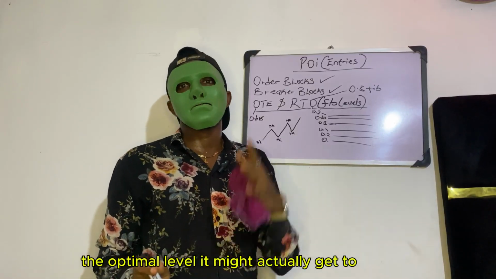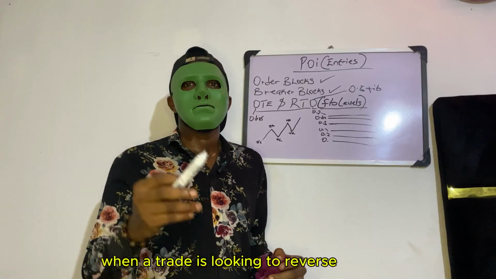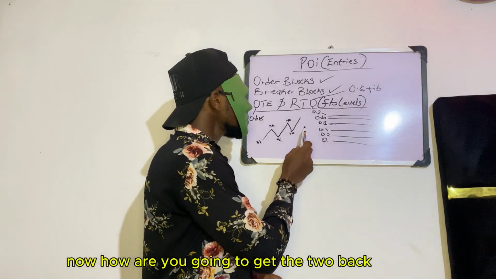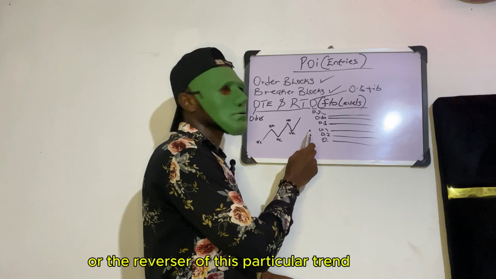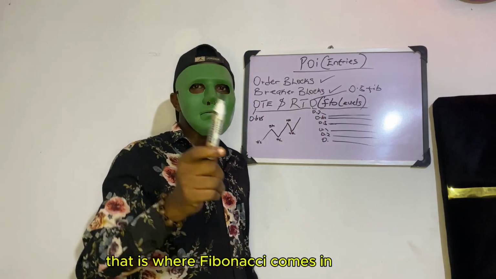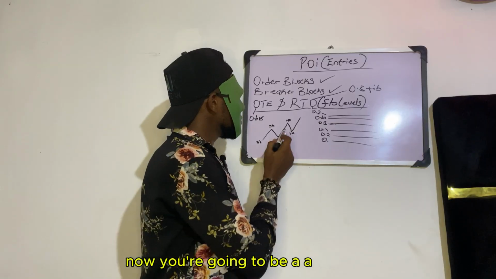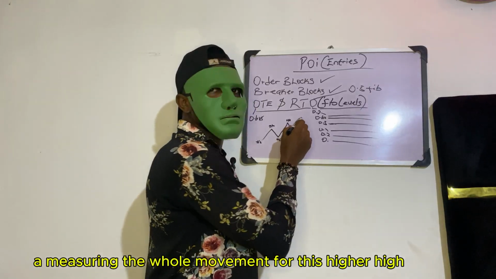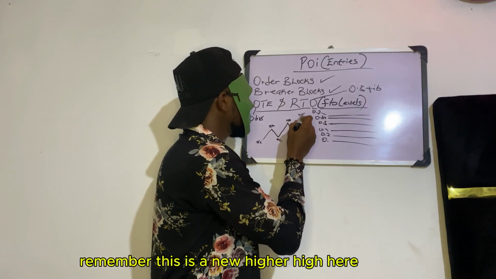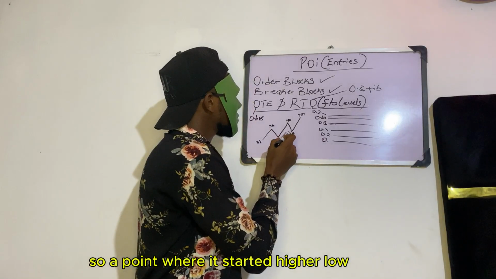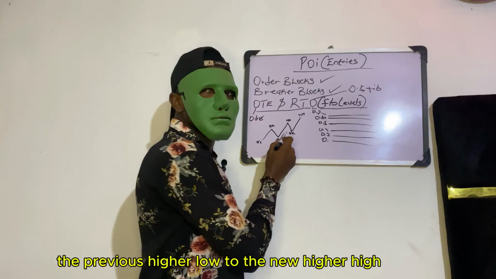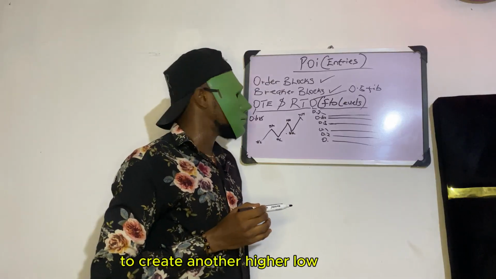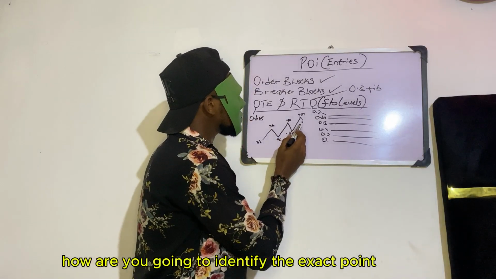The optimal level it might get to when a trade is looking to reverse and continue its trend in the market. Now, how are you going to get the pullback or the reversal of this particular trend before creating another higher high? That is where Fibonacci comes in. You are going to be measuring the whole movement for this higher high. Remember, this is a new higher high here. So, from the previous higher low to the new higher high, before the market starts dropping to create another higher low. How are you going to identify the exact point it is going to get to?